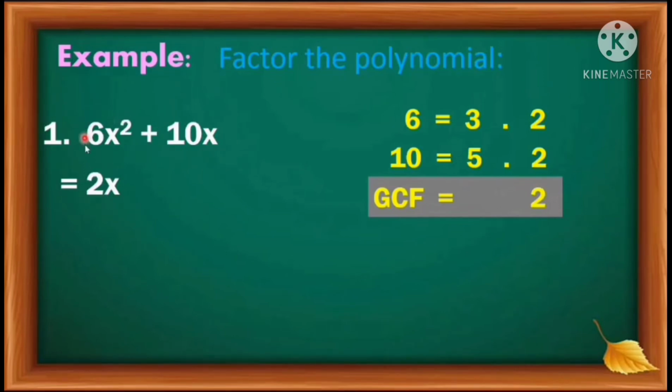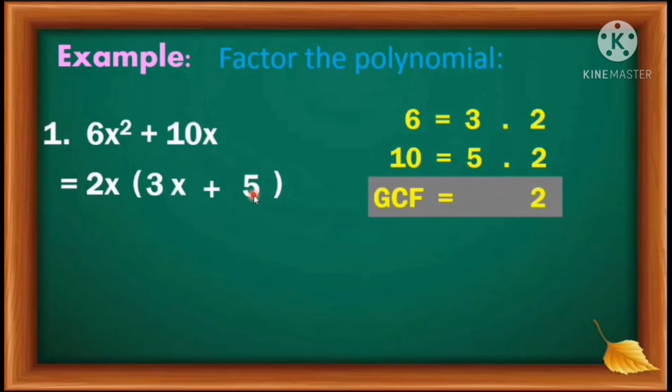Let us start with the first term, 6x squared. 6 divided by 2 is 3. X squared divided by x is x. And then copy the plus sign, and we'll proceed with the second term, 10x divided by 2x. Let's start with the coefficient, 10 divided by 2, 5. X divided by x would be equal to 1, and since it's 1, hindi na natin siya kailangang isulat. So we have 3x plus 5 as the second factor.